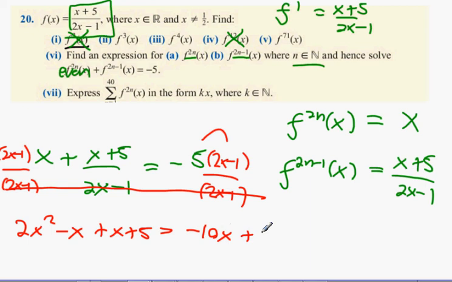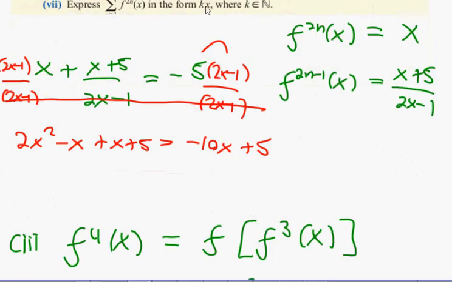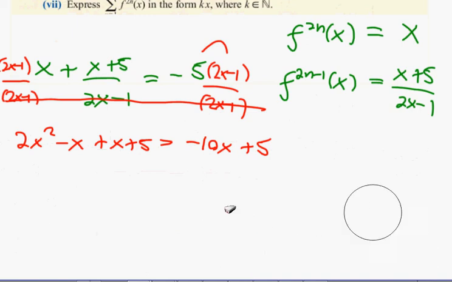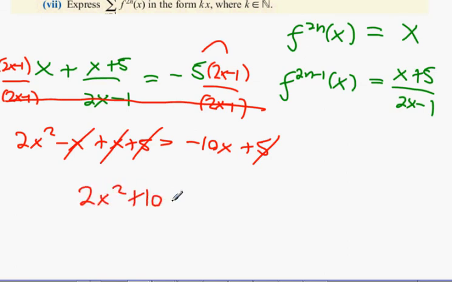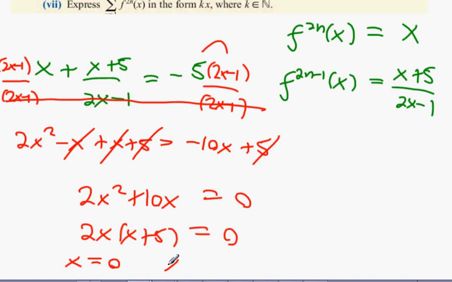What we're then going to get is the 5's cancel on both sides, the x's cancel, and we're going to get 2x squared plus 10x equals 0, 2x bracket x plus 5 equals 0, x equals 0 or x equals minus 5. Okay. Now, I think that says n equals 1.